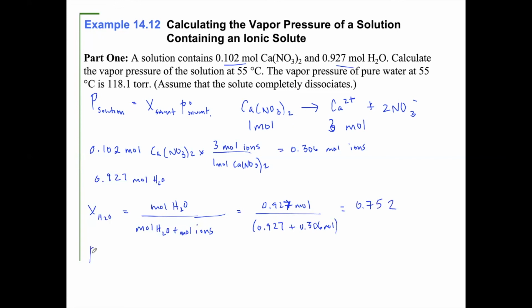Then to find the pressure of the solution, we multiply that mole fraction by the pressure of pure water at that temperature, which is 118.1 torr. And that results in 88.8 torr. So that's a pretty significant drop in pressure. That says something about the very strong intermolecular forces, the ion dipole interactions occurring in that solution. It's preventing the water from vaporizing as much as it would as a pure substance.